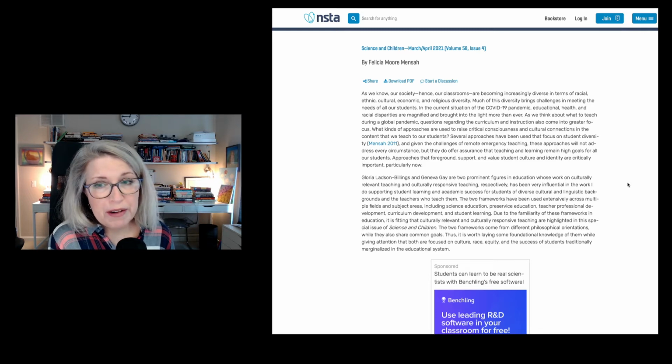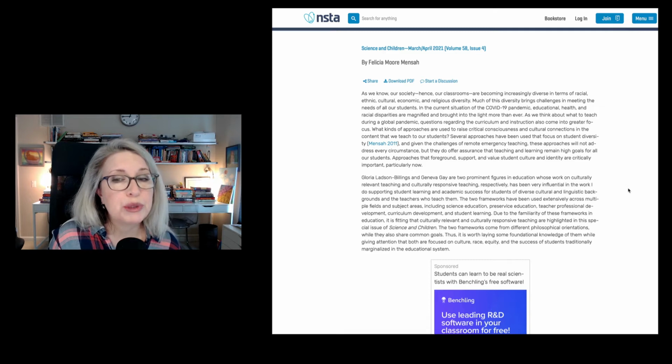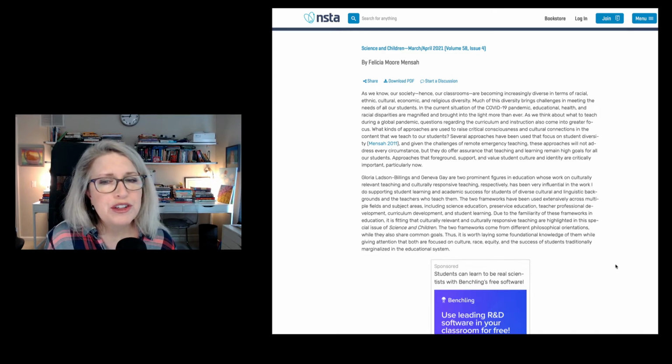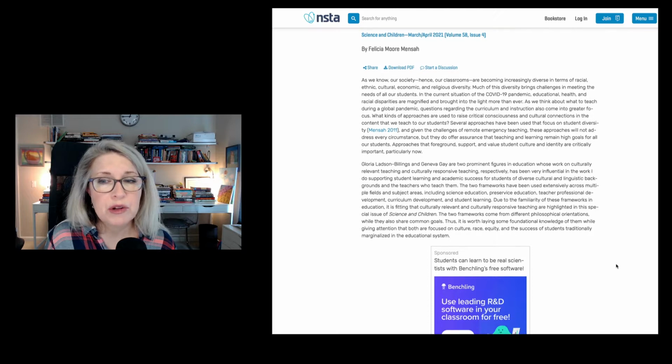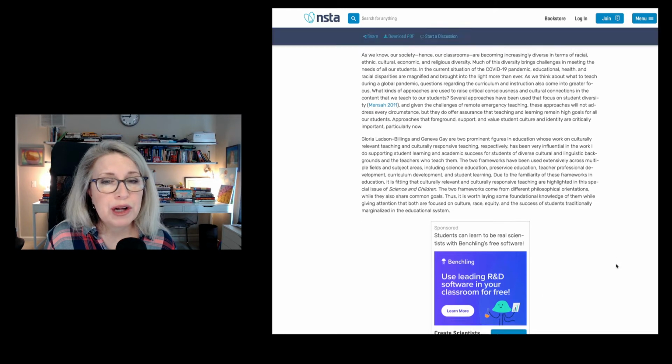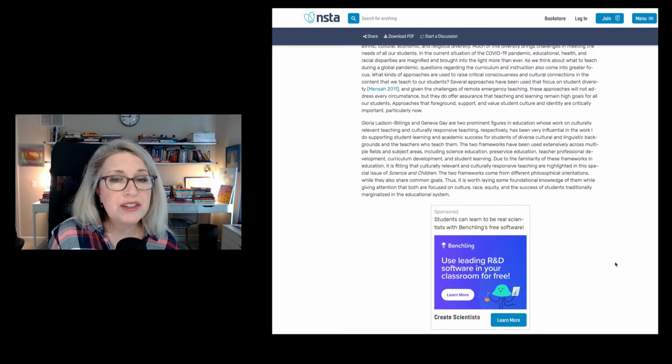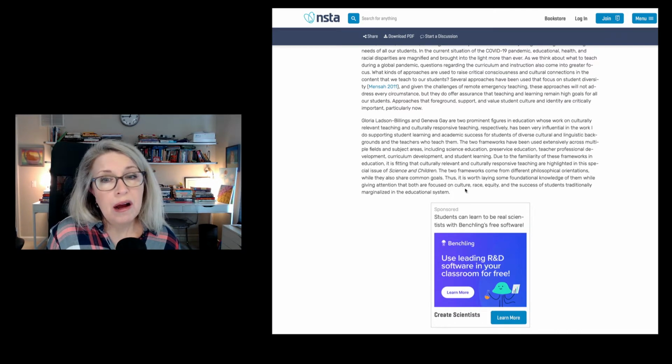Due to this familiarity of these frameworks in education, it is fitting that culturally relevant and culturally responsive teaching are highlighted in this special issue of Science and Children. The two frameworks come from different philosophical orientations, while they also share common goals. Thus, it is worth laying some foundational knowledge of them while giving attention that both are focused on culture, race, equity, and the success of students traditionally marginalized in the education system.